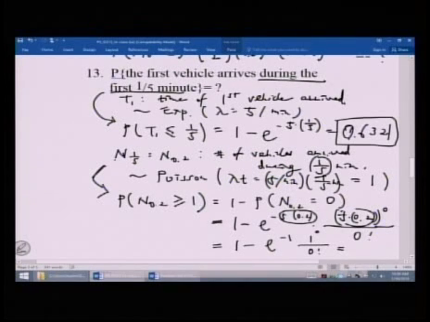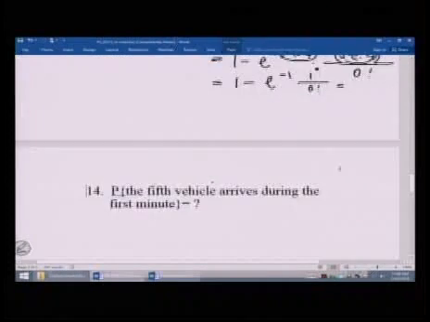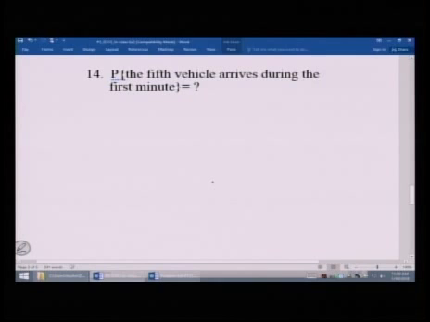So this problem can be attacked in two different views: using the exponential distribution with lambda 5 per minute, and using the Poisson distribution with the same lambda, which is 5 per minute. Of course, the parameter is lambda here. Okay. Now let's move on to number 14.